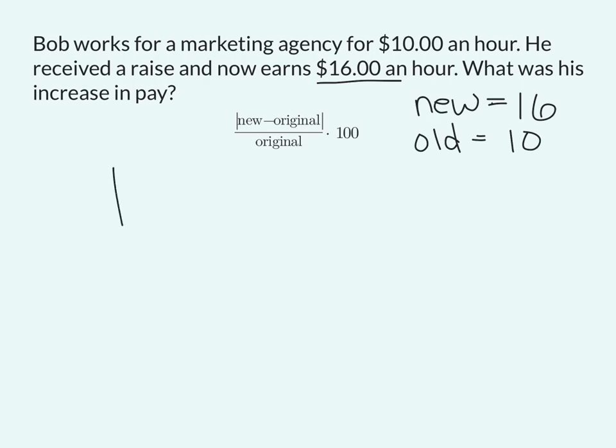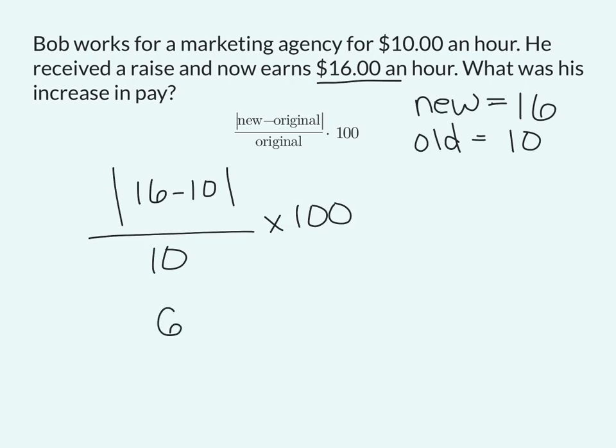So I have the absolute value of 16 minus 10 divided by 10 times 100. First, you'll subtract the values in the numerator. So 16 minus 10 is 6. And the absolute value of 6 is just 6. Absolute value means we'll take whatever value is in there and make it positive. So 6 is already positive, so it will just be 6 in our numerator.